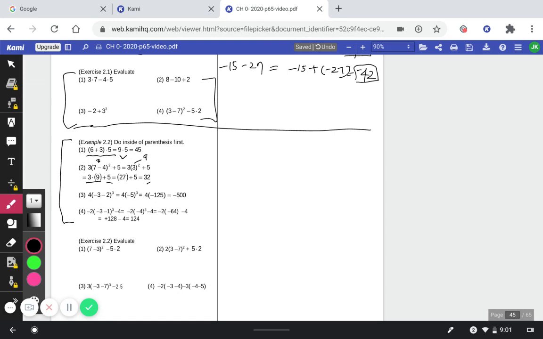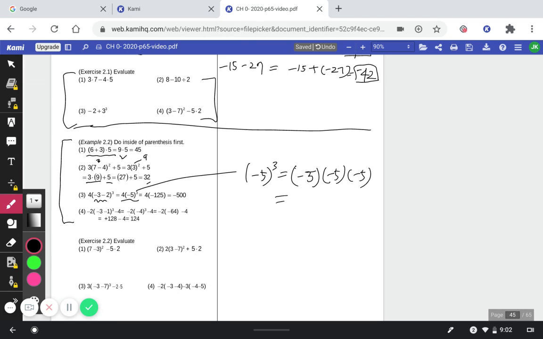3. 4 times the quantity of negative 3 minus 2 to the third power. You have an operation inside the parentheses, so you have to do that first. So negative 3 minus 2 turns into negative 5, so you rewrite the whole thing as 4 times the quantity of negative 5 to the third power. And guess what you do next? You do the quantity of negative 5 to the third power. In this case, the base becomes negative 5. So you multiply negative 5 three times, right?